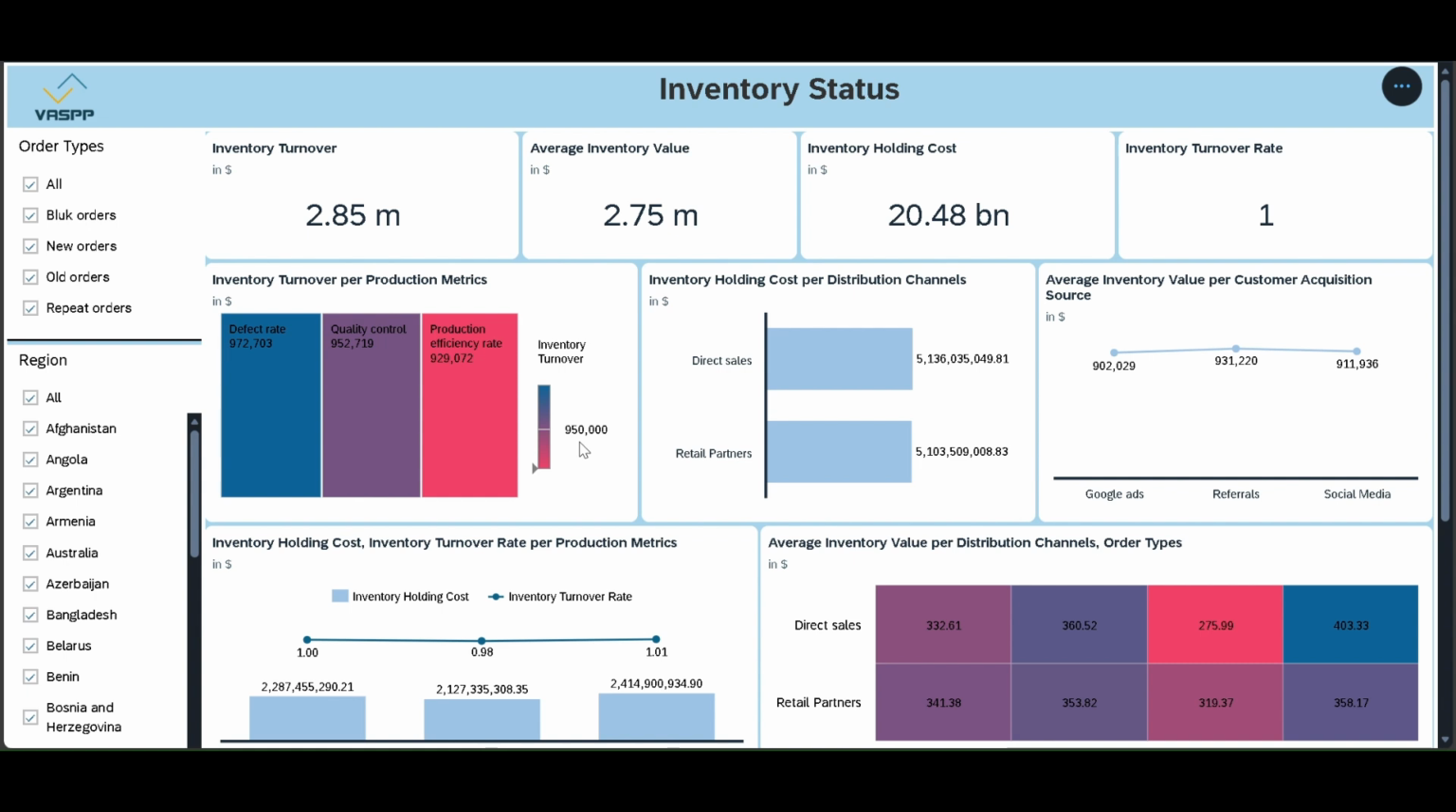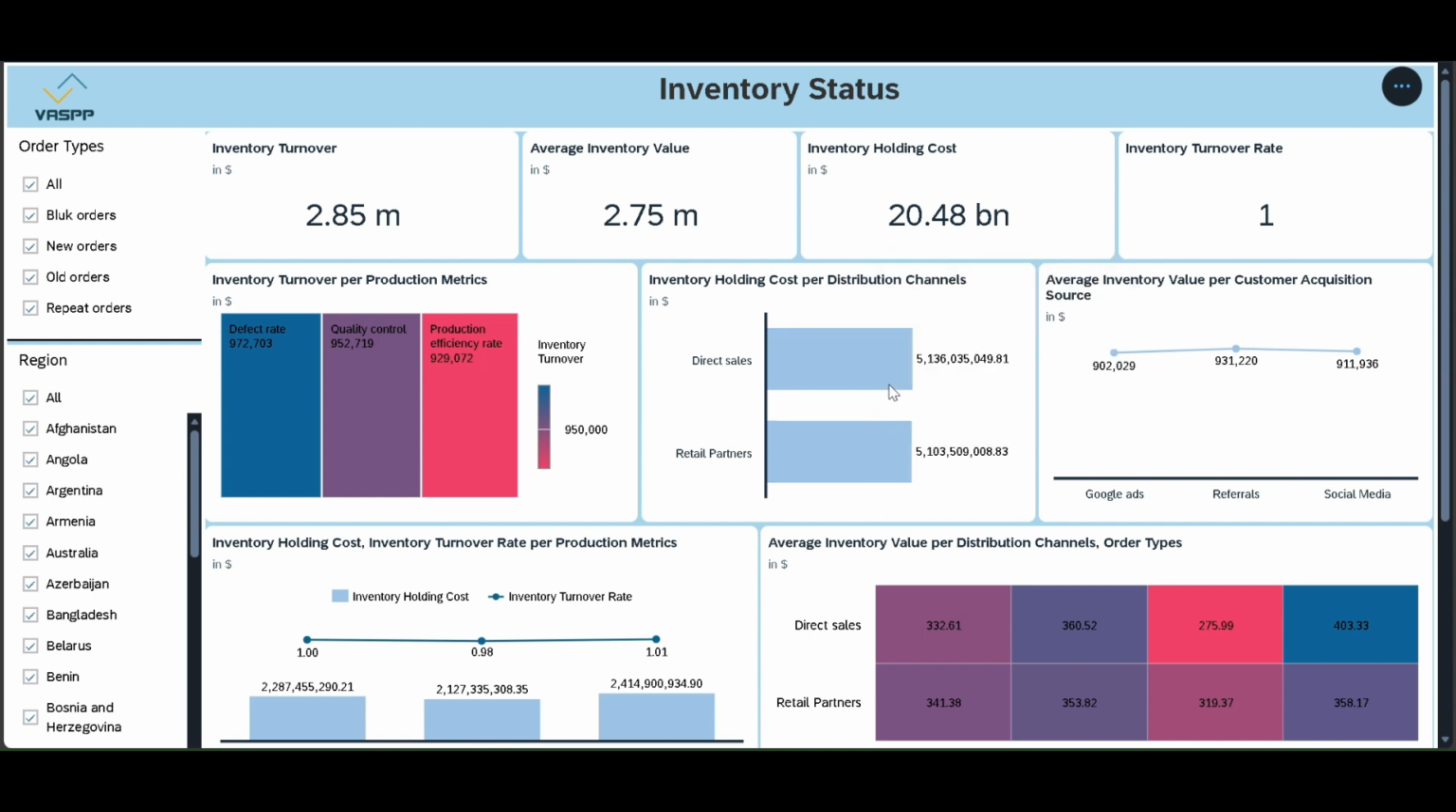Next, inventory holding cost per distribution channel. Side-by-side bars. Here, cost differentials between direct sales and retail partners are unmistakable. Direct sales, $5.13 billion. Retail partners, $5.10 billion. Even small percentage changes have massive financial implications at this scale.